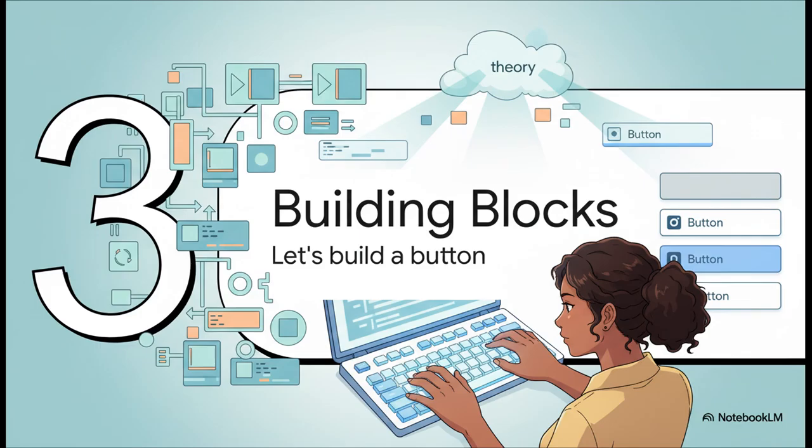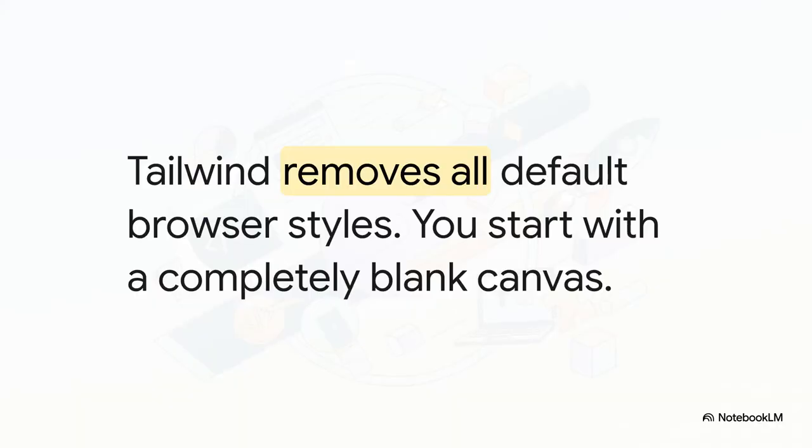Okay, enough theory. Talk is cheap, right? Let's actually see how this feels to use. We're going to build a simple button from absolute scratch, one class at a time, so you can really get the workflow. So we start with absolutely nothing, and I mean nothing. Tailwind actually resets all the default browser styles, so an H1 tag looks exactly the same as a paragraph. It gives you a completely blank canvas, so you can build exactly what you want without fighting the browser.